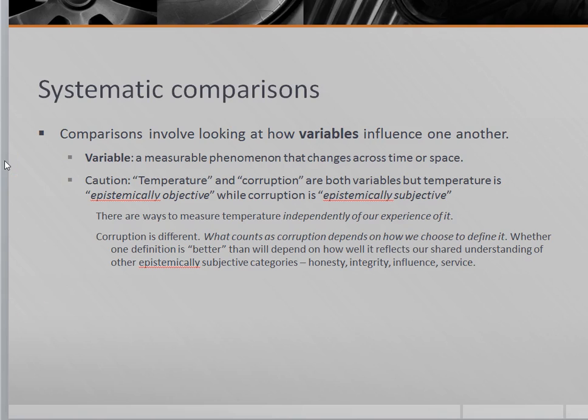So again, what counts as corruption is largely culturally defined, and as a result, it's epistemically subjective, and it's trickier. People will disagree about measures of corruption in a very different way. People will largely not disagree about temperature, although they may choose to measure it in different ways.